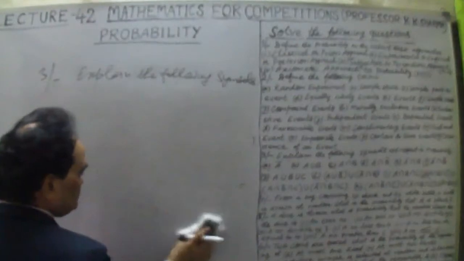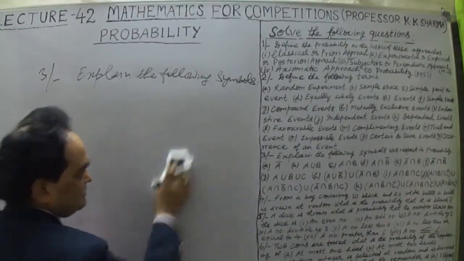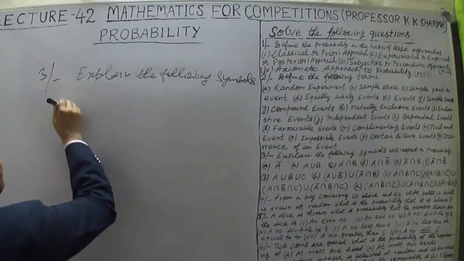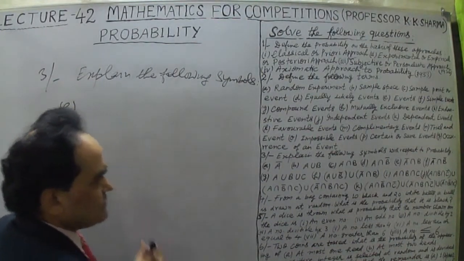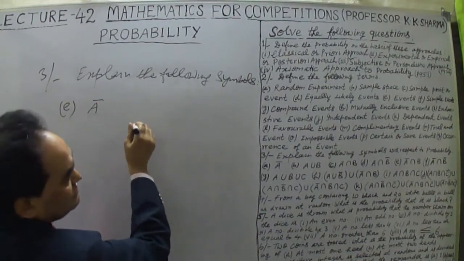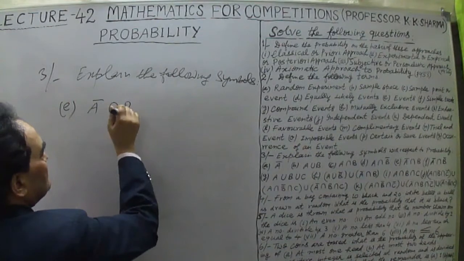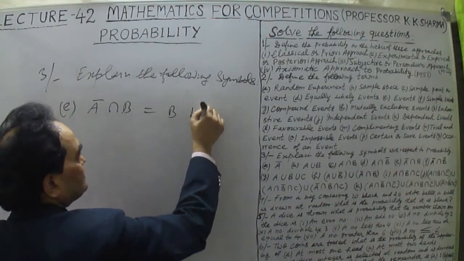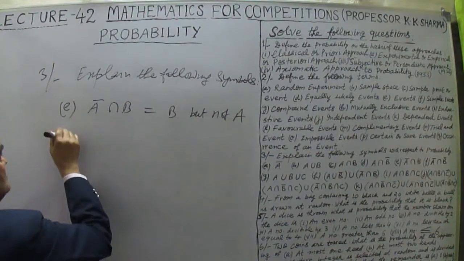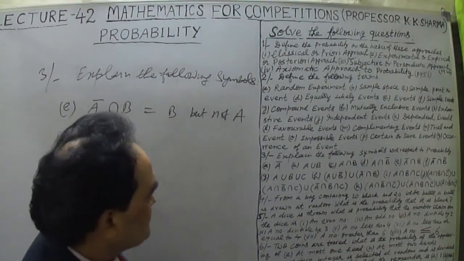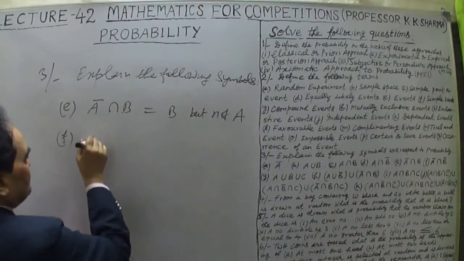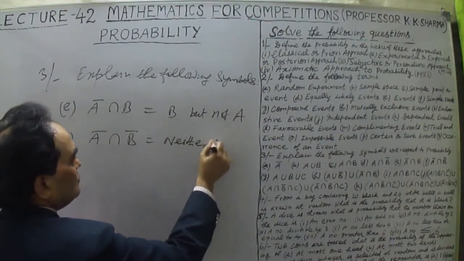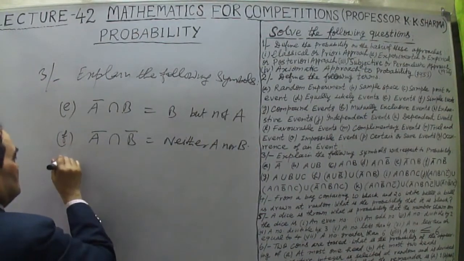Let us take E onwards. These are simple. They are sometimes used, so we have to know how these symbols are represented and what their values are. Now the E part is A bar intersection B. That means B but not A. Then F. F says A bar intersection B bar. That means neither A nor B. Simple.